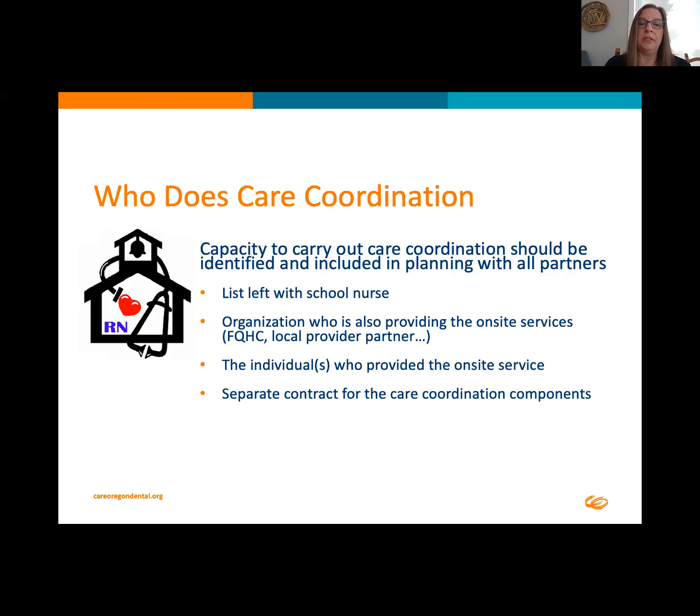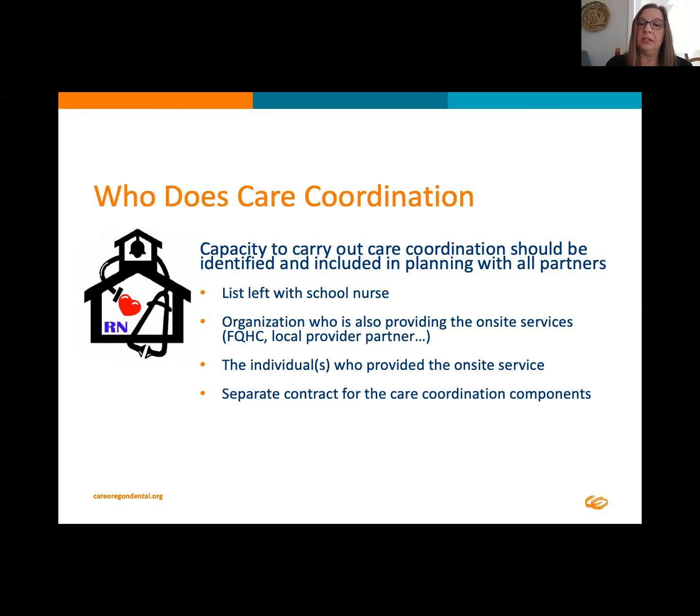We have also had the organization that's providing on-site services be responsible for some sort of care coordination and follow-up. That could be your local FQHC providing services, a local provider partner, and they may take on that piece, where they take it back to their home base and help with some of the follow-up coordination. We've had the individual who's providing the on-site service, which tends to be the hygienist or dental assistant on-site. They may actually be doing the outreach to the families directly from the school.